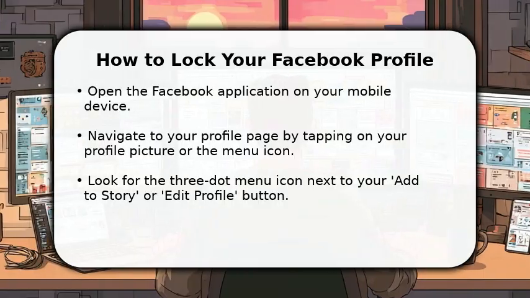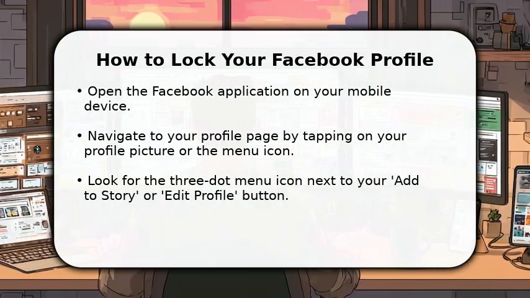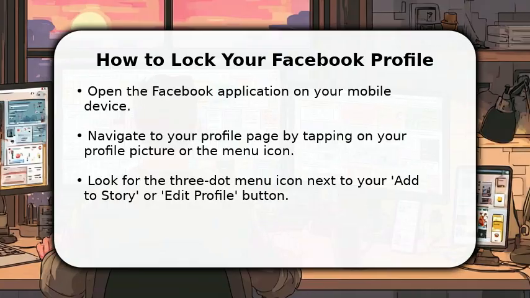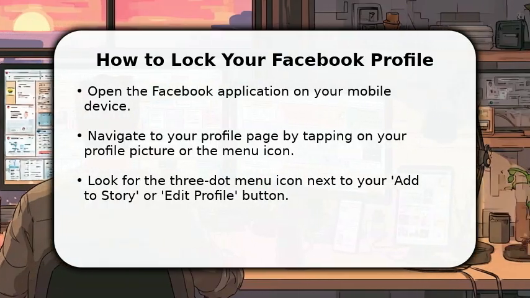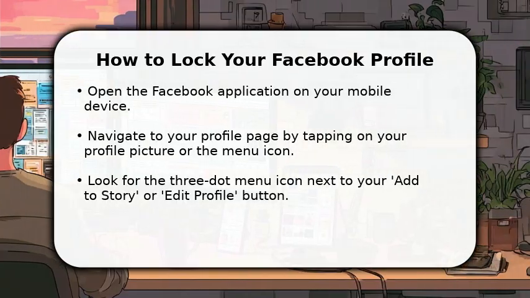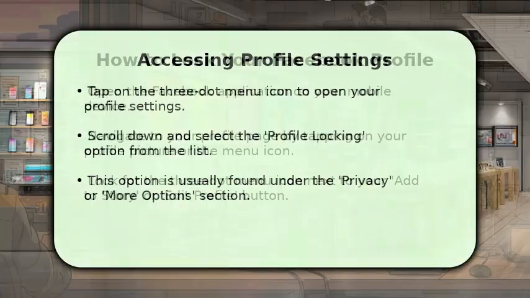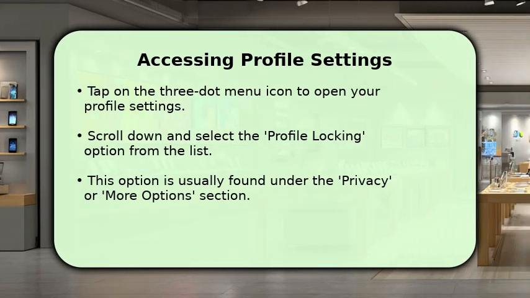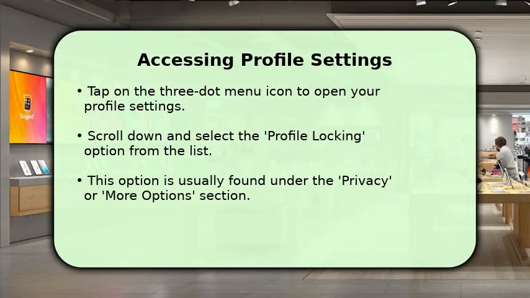You can do this by tapping on your profile picture or the menu icon, usually found in the top right or bottom right corner. Then, look for the three-dot menu icon next to your Add to Story or Edit Profile button. After locating the three-dot menu icon, tap on it to reveal your profile settings.